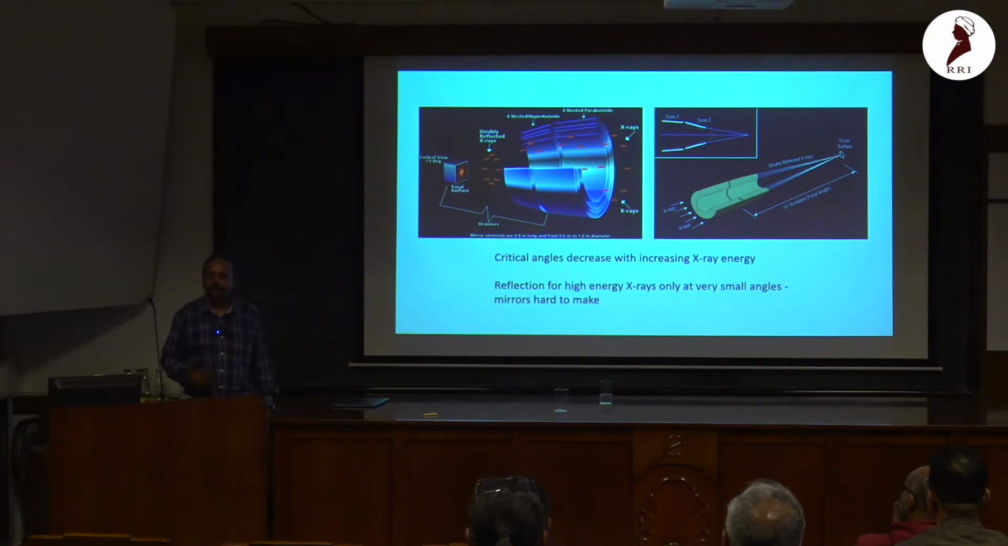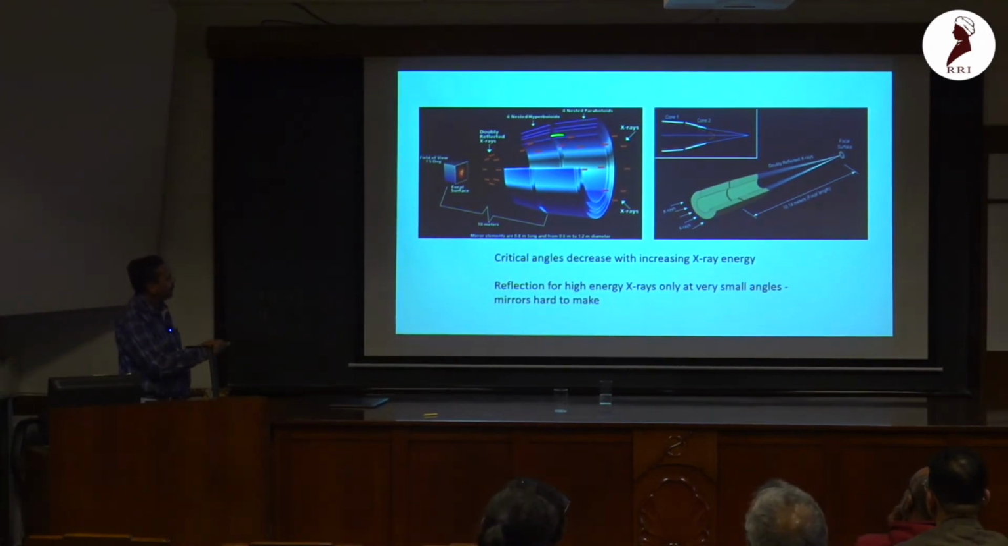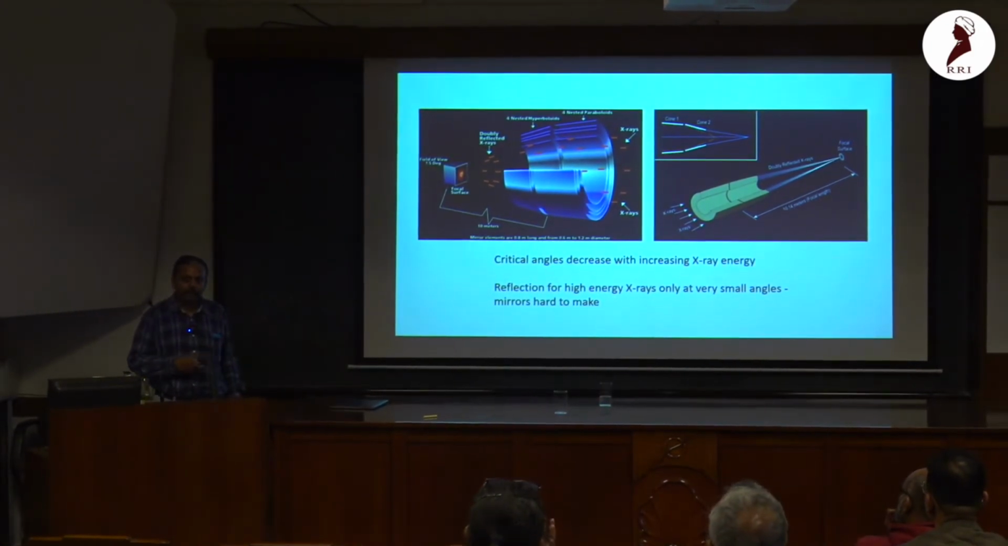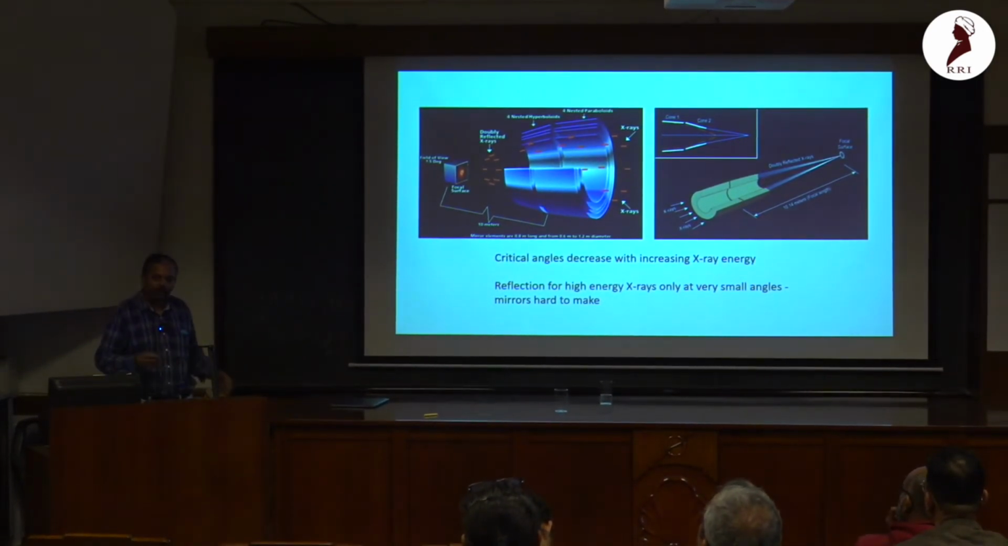And yes, Prabhu. So that actually depends on the observatory. Here I am showing the picture for the Chandra Observatory, which uses only 4 mirrors. I think the outermost diameter is about 1 meter or so.